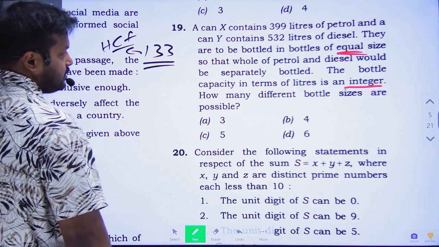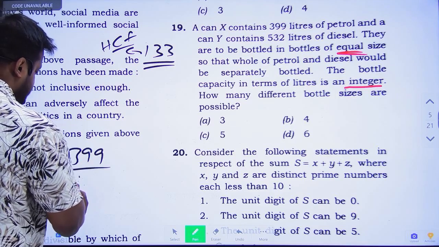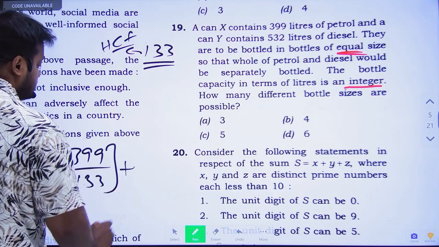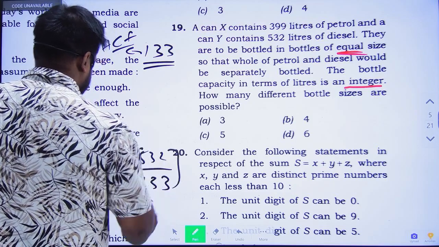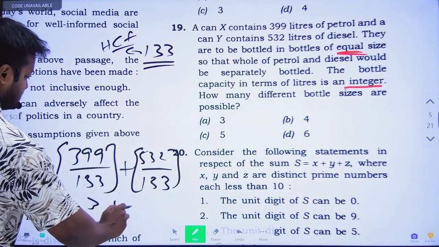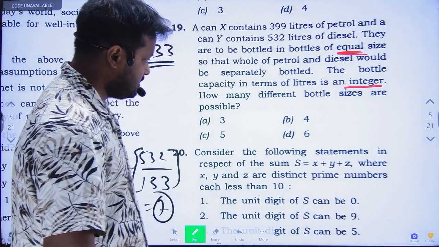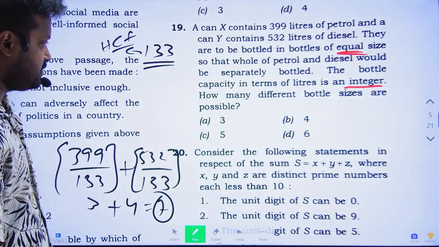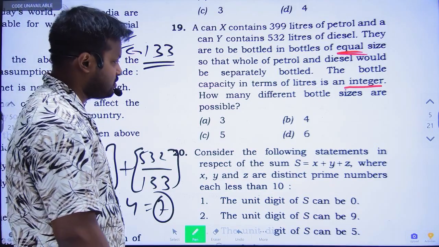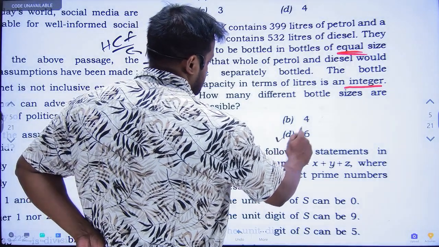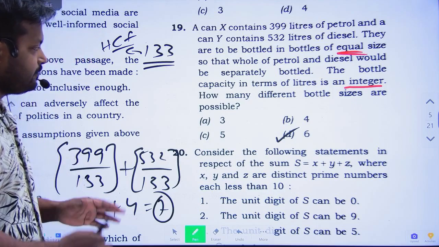So how many different bottles? I can say 399 divided by the HCF plus 532 divided by the HCF. So this is 3 times plus this is 4 times. So this has to be 7. There is no 7 in the options, so maybe we have to exclude 133 as well. So I am going with option D. You can comment in the comment section the answer as per you. Okay.